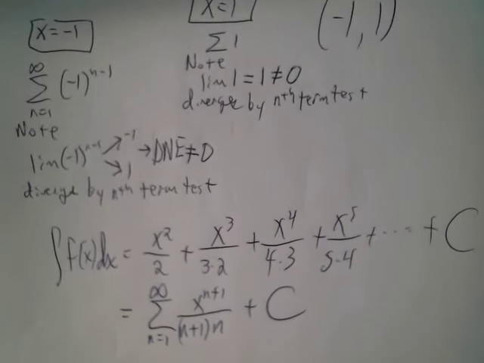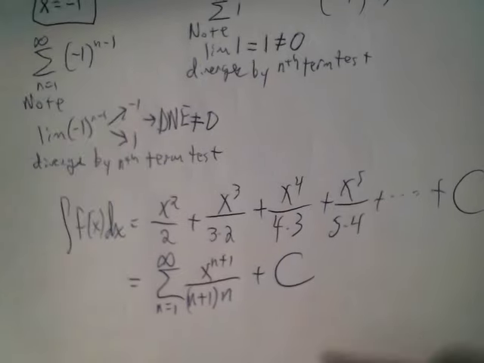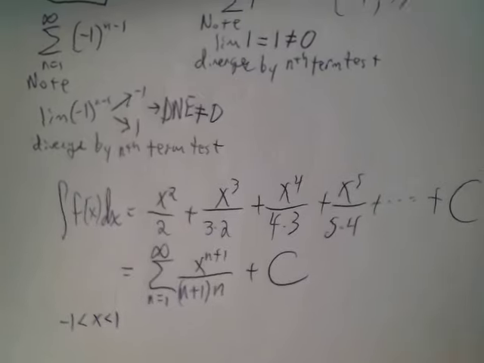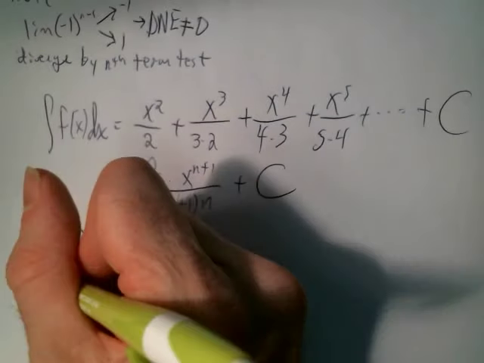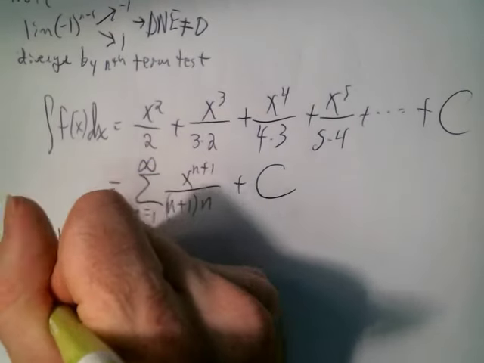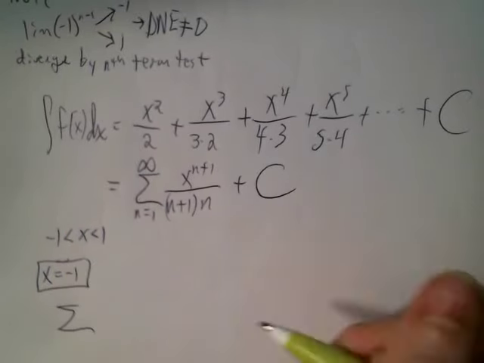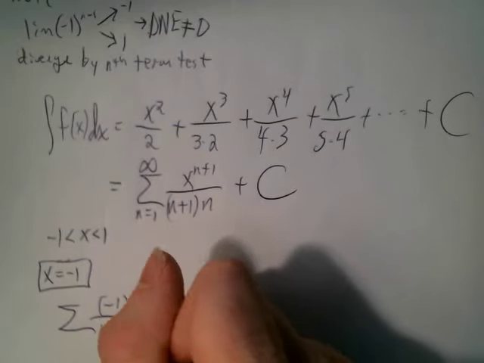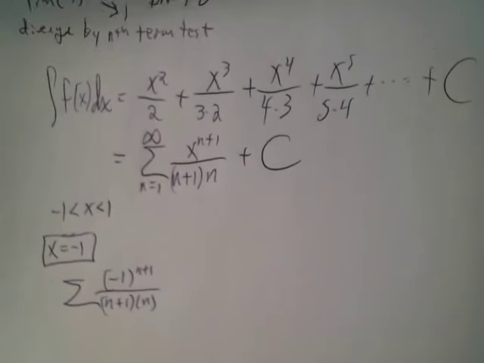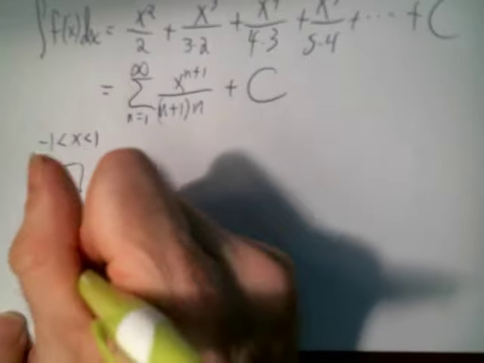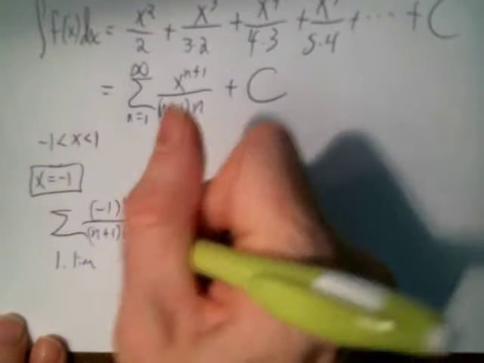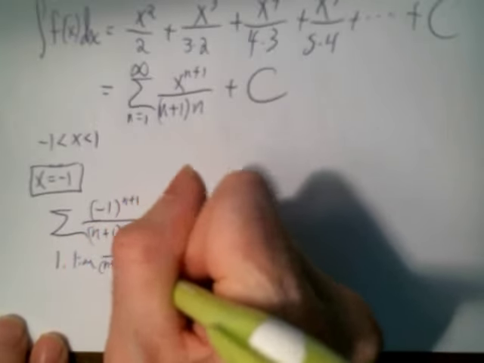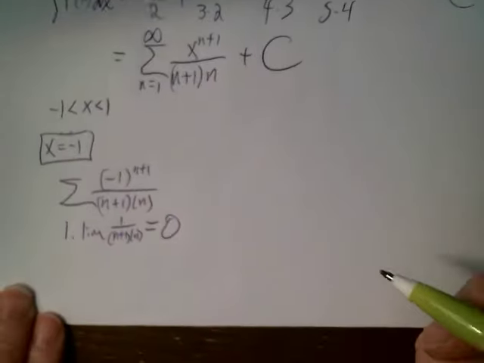Again, the radius of convergence is the same. It goes from -1 to 1. I just need to check the endpoints. So for x equaling -1, I get the sum of (-1)^(n+1) all over n plus 1 times n. This is an alternating series, so take the limit of a sub n. So 1 all over n plus 1 times n is clearly equal to 0.